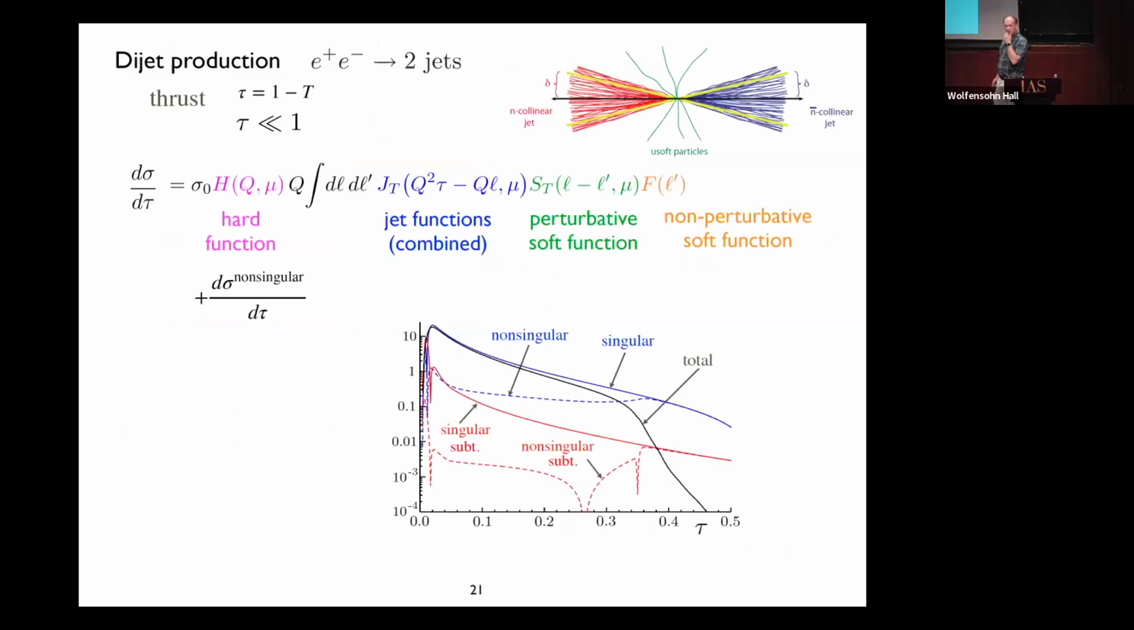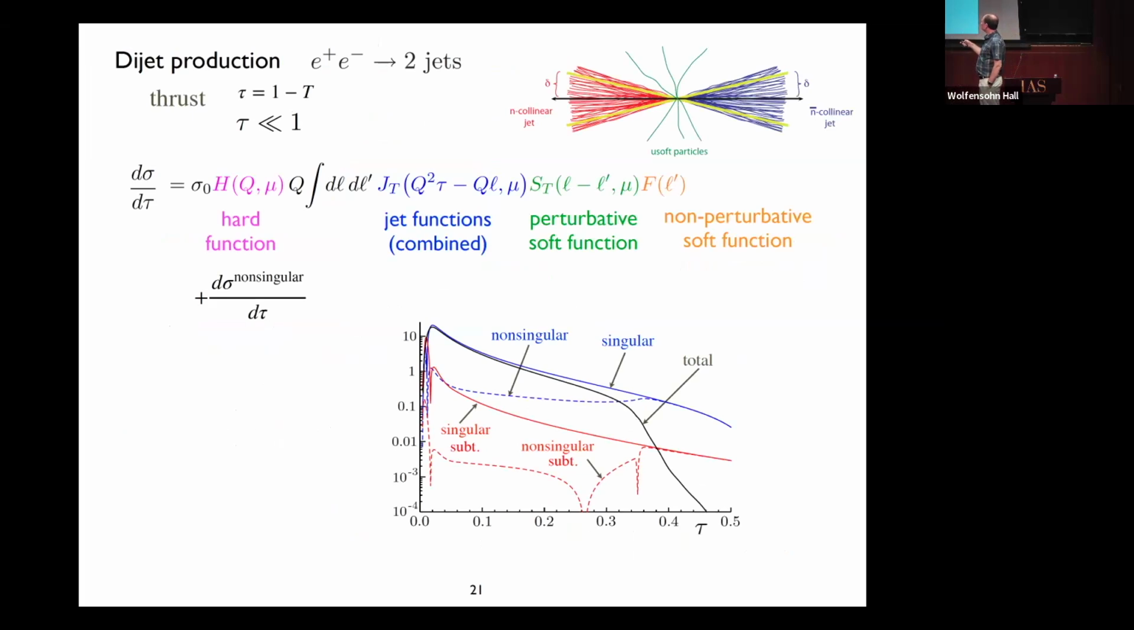Okay, so let me talk about some applications. Let's start with something very simple, which is e+ e- collision. So e+ e- through a virtual photon or virtual Z, producing, for example, two jets, a classic process used in the early days to talk about the discovery of jets and to measure alpha_s at LEP, et cetera.